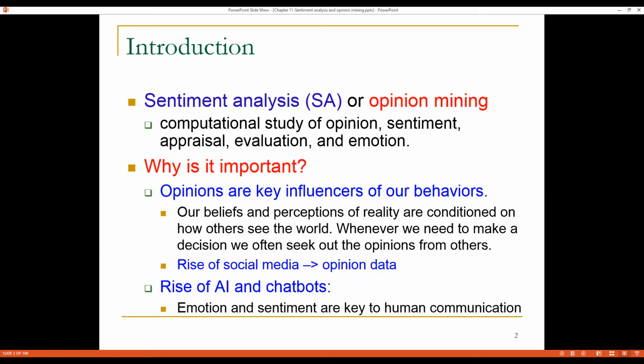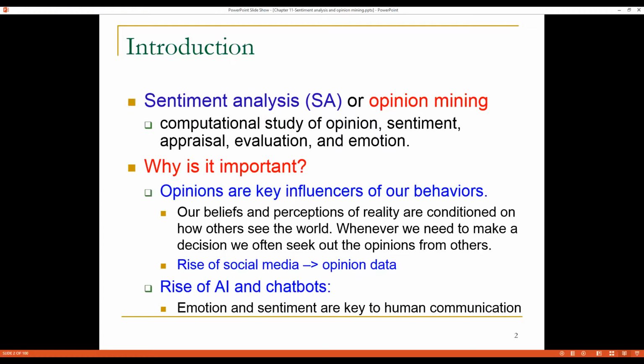Opinions are key influencers of our behaviors. We use others' opinions to make decisions for ourselves: what products we're going to buy, which movies we're going to see, which music we're going to listen to. Our beliefs and perceptions of reality are conditioned on how others see the world. Whenever we need to make a decision, we often seek out the opinions from others.